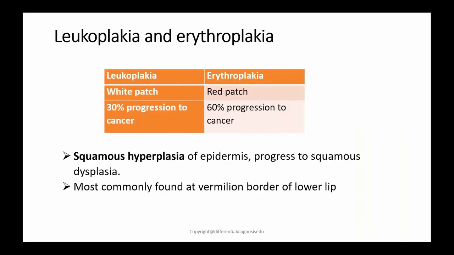Next is, how will you differentiate between leukoplakia and erythroplakia? Leukoplakia is a white patch. Erythroplakia is a red patch, commonly found on the tongue. Leukoplakia has a 30% risk of cancer, and erythroplakia has a 60% risk of cancer.